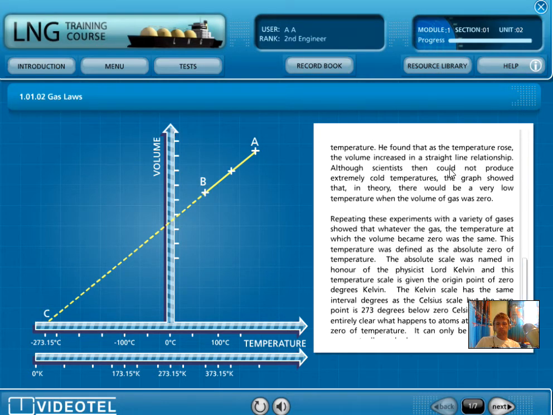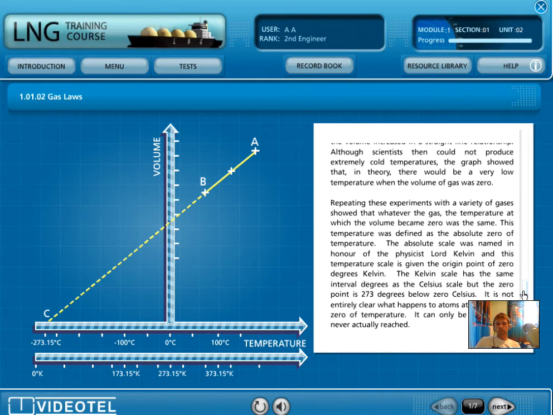Although scientists then could not produce extremely cold temperatures, the graph showed that, in theory, there would be a very low temperature when the volume of gas was zero. Repeating these experiments with a variety of gases showed that whatever the gas, the temperature at which the volume became zero was the same. This temperature was defined as the absolute zero of temperature.